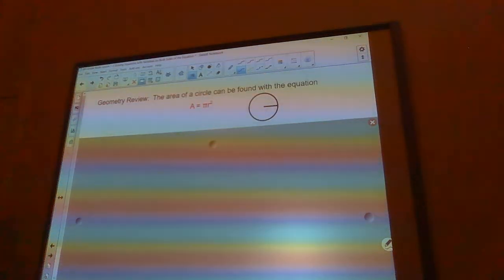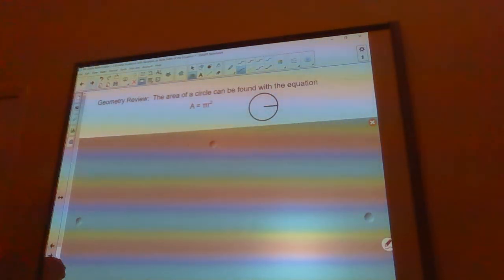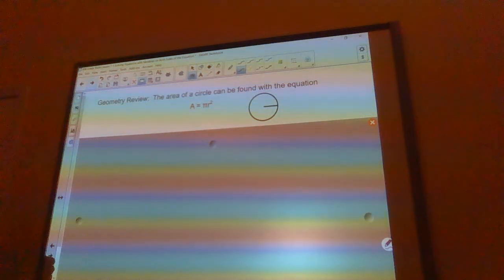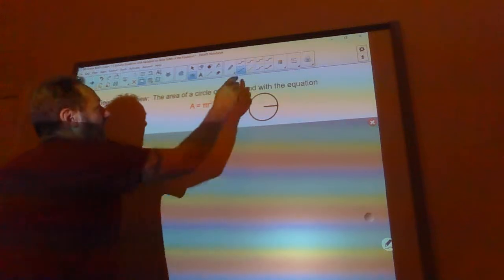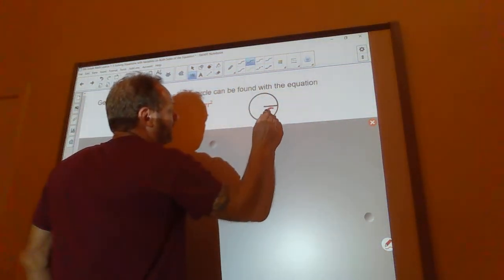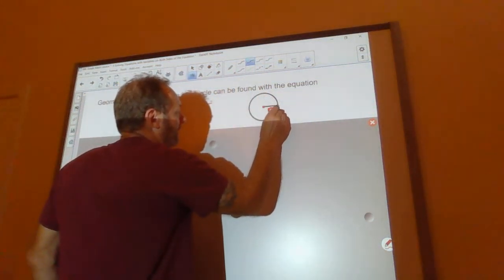All right. What about this? Area of a circle can be found with the equation A equals pi r squared. Okay, so a little review here. R stands for radius. This is your radius. It goes from the center to a point on the circle.